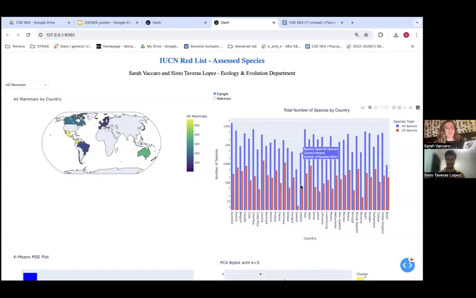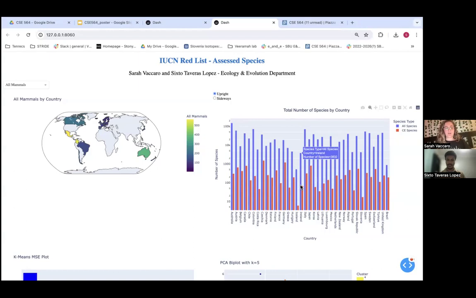Hi. So Sixto and I are PhD candidates in the Ecology and Evolution department. And for our dashboard, we've chosen a data set that's very close to our hearts, which is one related to the decline of biodiversity and the urgent need for conservation actions.